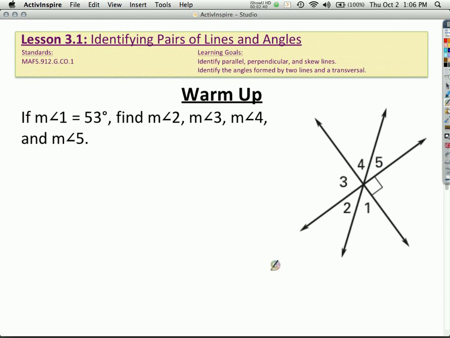What did you get for the measure of angle 2? 1, 2, 3, 4, 5, 6, 7, 8, 9, 10 confident people. We'll start with Stephanie and then Kamoy. What'd you get? Okay. Angle 2 is 37 degrees.